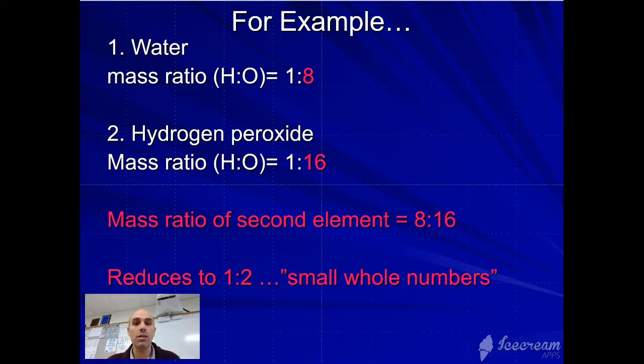That's the law of multiple proportions. You're taking water and hydrogen peroxide, two compounds that both involve just hydrogen and oxygen, and you're looking at the ratios of the second element, oxygen in this case, and comparing those: 8 to 16, or 1 to 2.